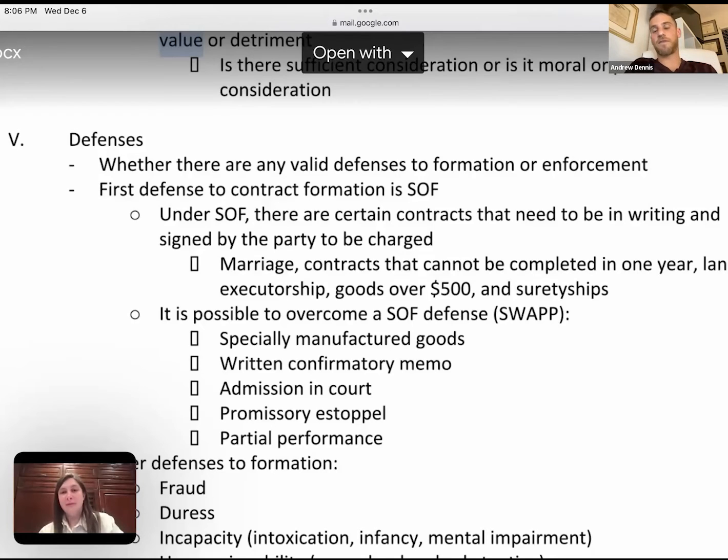Admission in court, it's pretty obvious. Promissory estoppel, that means it would be unjust not to enforce the obligations of the contract. So yes, it wasn't in writing, but one party detrimentally relied on the contract, and it would be unfair not to enforce it.